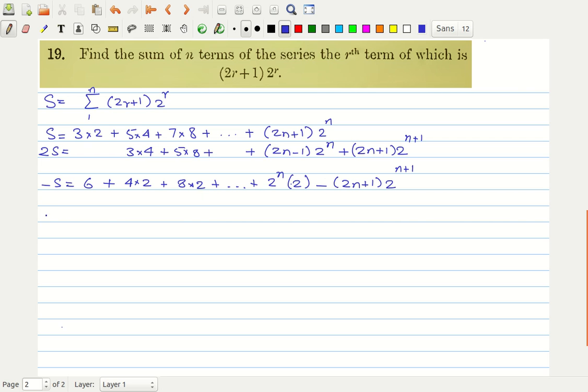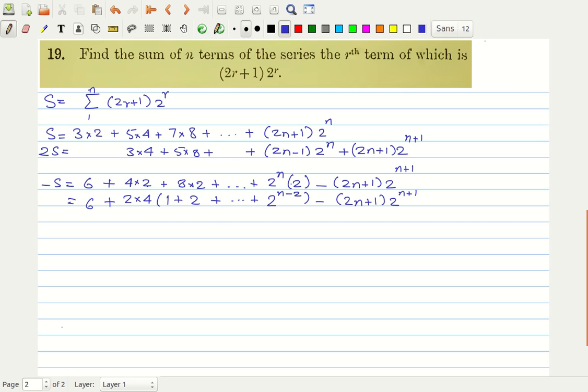Now this means that I can write this as minus f is equal to 6 plus, I can see 2 here, so I can take 2 times 4 as a common factor, you will get 1 plus 4 times 2 is 8 plus, and over here you will get 2 to the power n minus 2 minus 2n plus 1 2 to the power n plus 1. I hope you are able to understand what I am doing here.